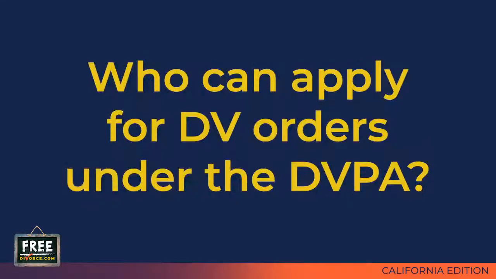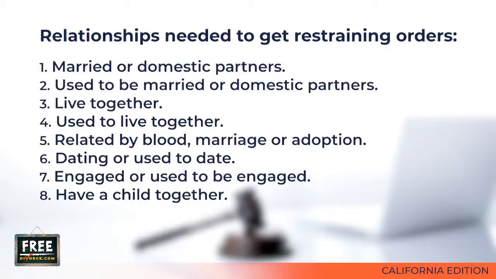Who can apply for DV orders under the DVPA? If you're going to apply for domestic violence restraining orders under the Domestic Violence Prevention Act, you must have at least one of the following relationships with the person against whom you are seeking the restraining orders. 1. You are married to the person, or you are registered domestic partners. 2. You used to be married to the person, or you used to be registered domestic partners. 3. You live together. 4. You used to live together.